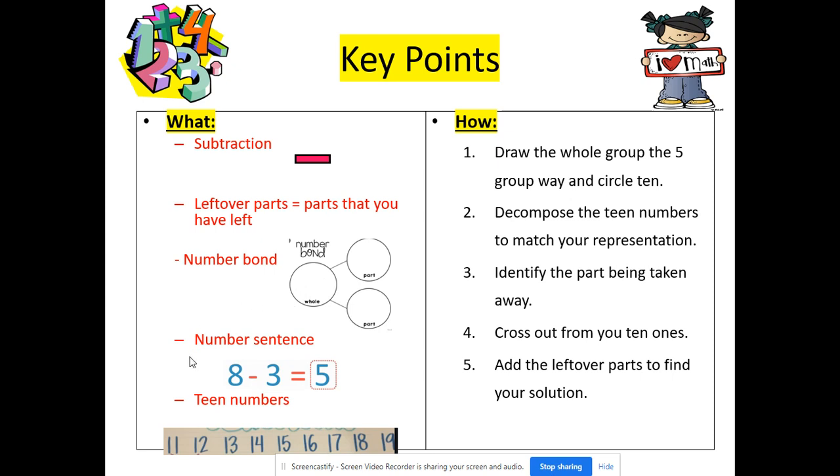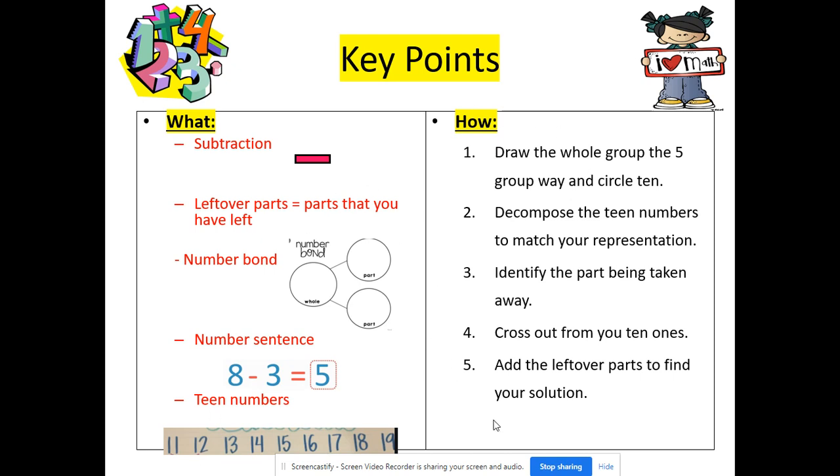We need to know what a number sentence is, which this right here is an example of a subtraction number sentence. 8 minus 3 equals 5. And then we need to know what our teen numbers are. And our teen numbers are any numbers from 11 through 19, any number that has a 1 in the tens place in the front.